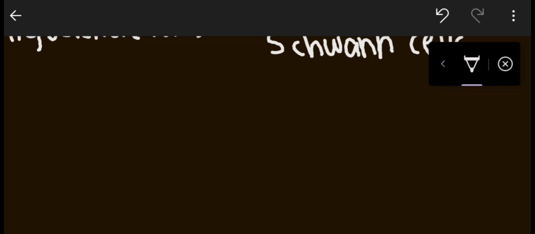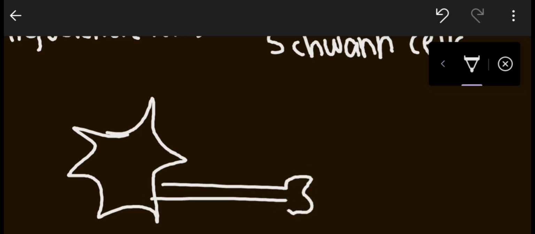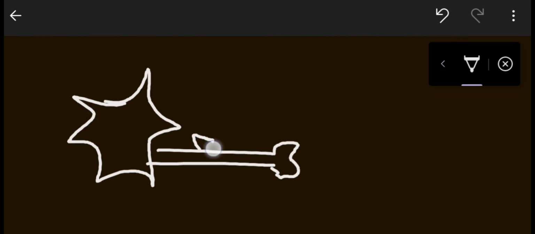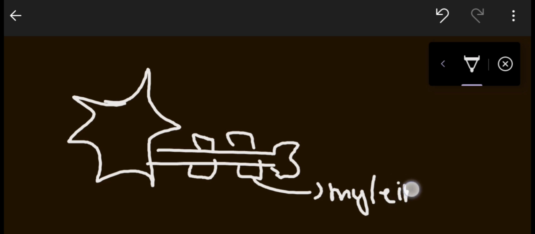Another thing I can tell you here: first of all, here we have one neuron. Let me draw a neuron. Now here you can see in the neuron the myelin sheath is present. Now a question can be asked: we have two types of neuron. One is the myelinated neuron and the other is the non-myelinated neuron. Myelinated neuron is one in which the myelin sheath is present, and non-myelinated is one in which it is not present. So here I have drawn the neuron in which the myelin sheath is present.